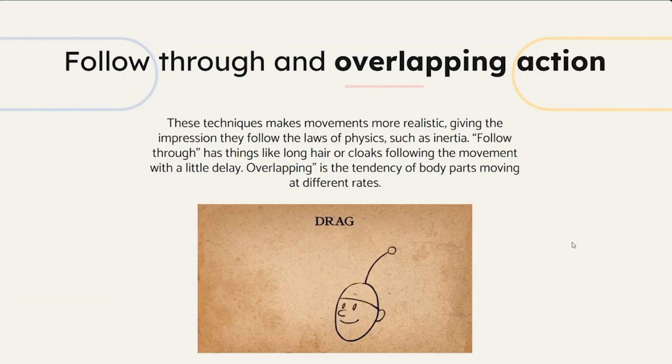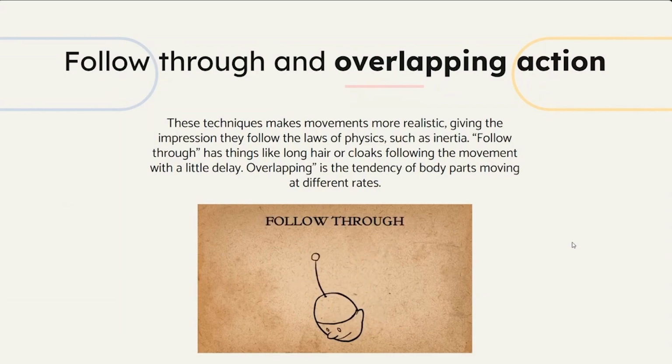The overlapping is the tendency of body parts moving at different rates. For example, when you walk, your arms will go at a certain speed and your legs will go at a different speed. This creates some offset because moving every part at the same speed is very mechanical and will make your animation look very robotic. So it's important to offset these body parts or whatever parts, like clothing or any details, that brings more life into your animation.